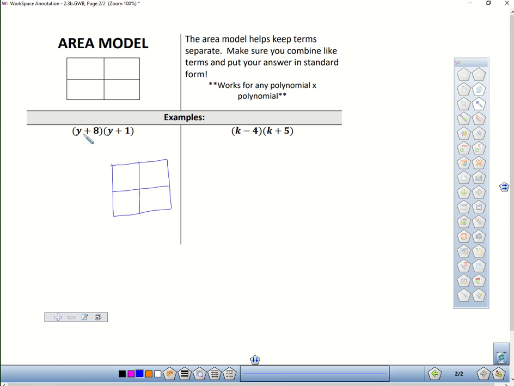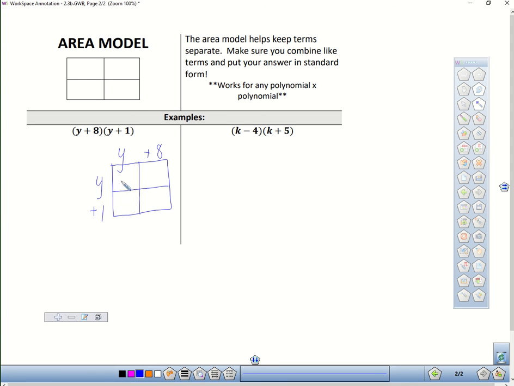And then you're going to put your letters or your numbers above the boxes. It doesn't matter which goes where because it's multiplication, which is commutative. So this is going to be y. This is going to be a positive 8. This is going to be y. And this is going to be a positive 1. Okay, so I basically just put each one on each side. And now what you do is you multiply the corners.